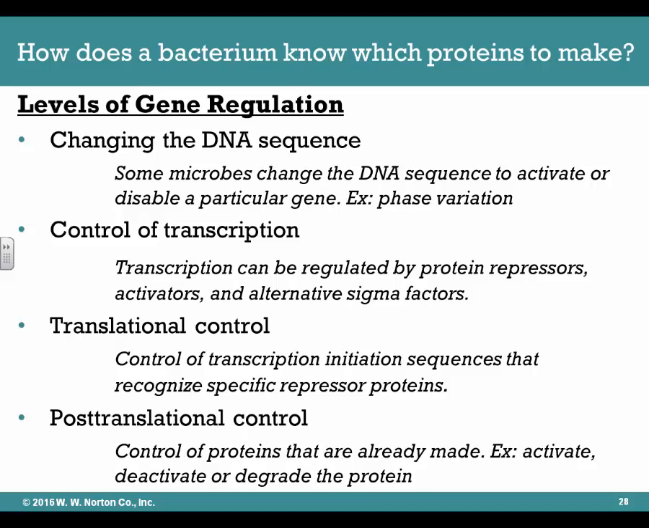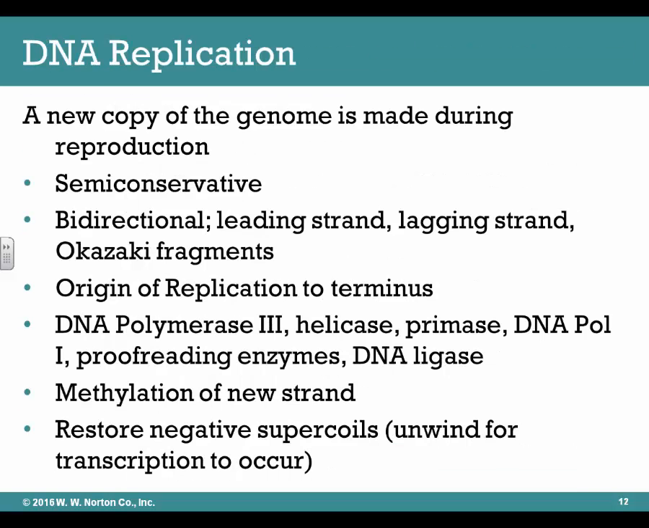And then there are later points where that can be controlled in the process of gene expression. Remember, first comes transcription and then comes translation. So translation can also be controlled. So initiation sequences may be bound and blocked from recognition by the ribosome. So if these repressor proteins are bound to the initiation sequence of the messenger RNA, then there's not going to be any protein made. And then after the protein is made by the ribosome, there can also be control.